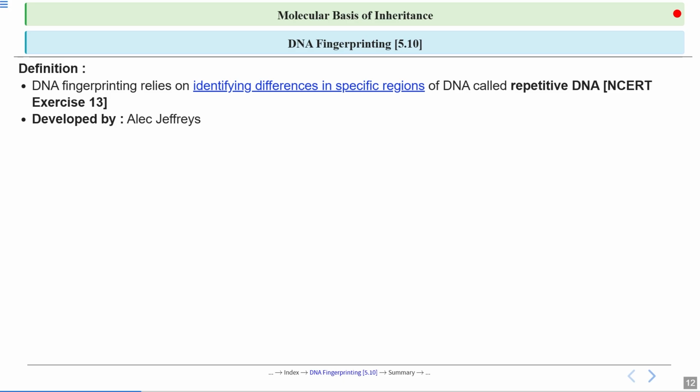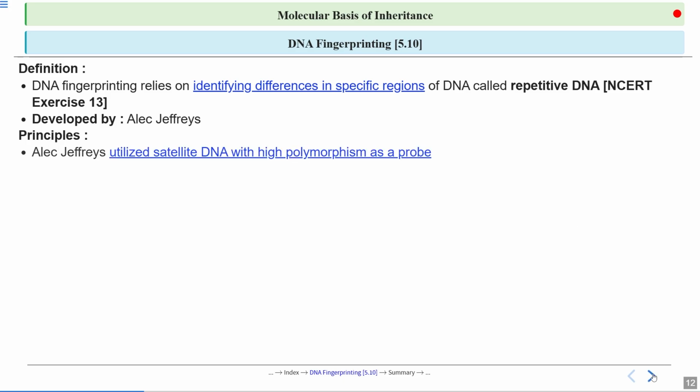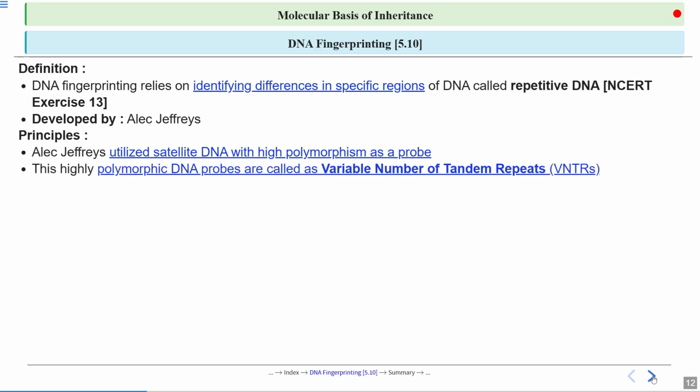It was developed by Alec Jeffreys. What was the principle behind DNA fingerprinting? The principle is that Alec Jeffreys utilized satellite DNA with high polymorphism as a probe. These highly polymorphic DNA probes are called variable number of tandem repeats, that is VNTRs.